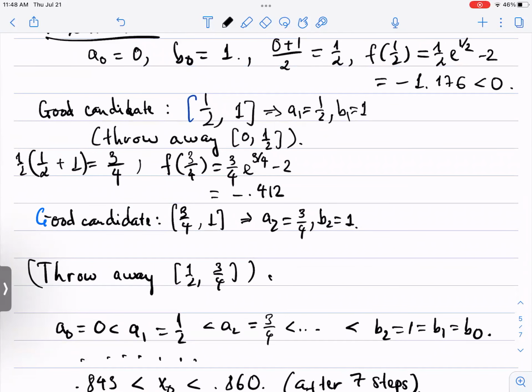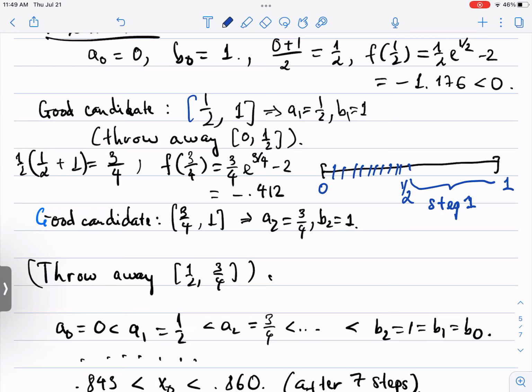So let me draw a picture to illustrate what's going on. We have the interval from 0 to 1. And step 1, and let me use some other color here, step 1, we throw away the lower half from 0 to 1 half, and we keep the upper half from 1 half to 1.